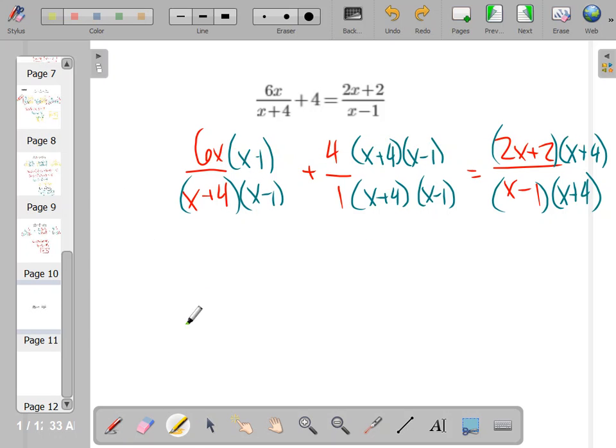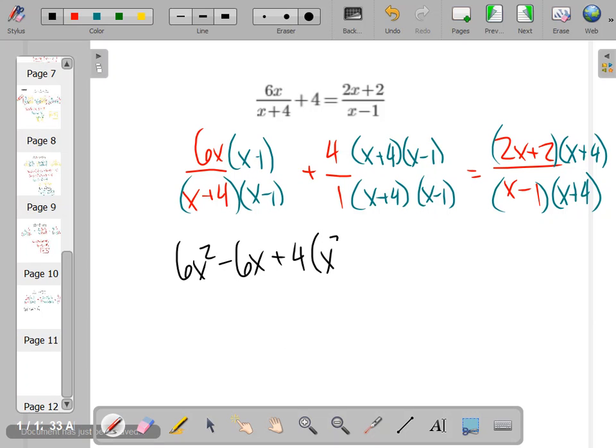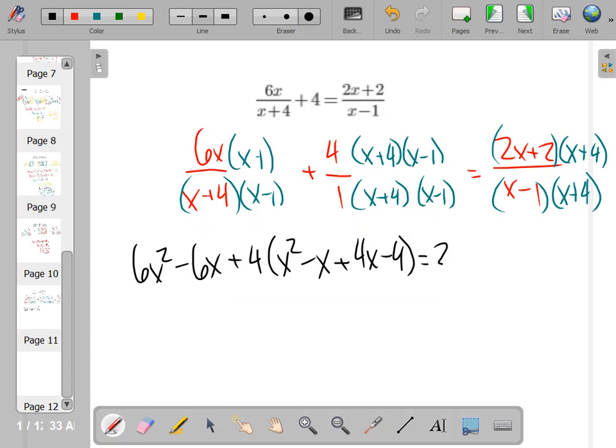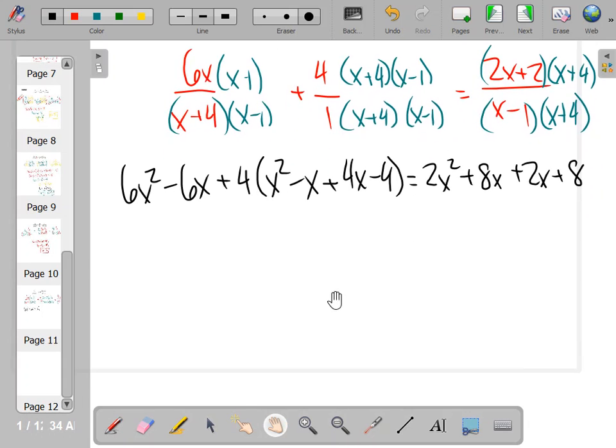The denominator gets canceled out, but when you distribute, you get, let's do it black, 6x squared minus 6x plus 4 times, I'm going to FOIL here, x squared minus x plus 4x minus 4. And I have to FOIL on the right side as well. 2x times x is 2x squared. Outside is 8x. Inside is 2x. And last is 8. So we got a lot going on. This one's definitely the hardest to solve.